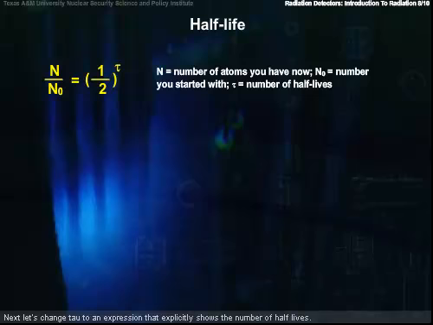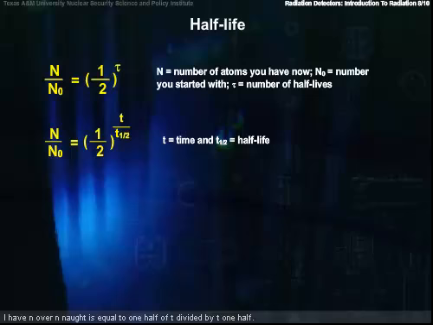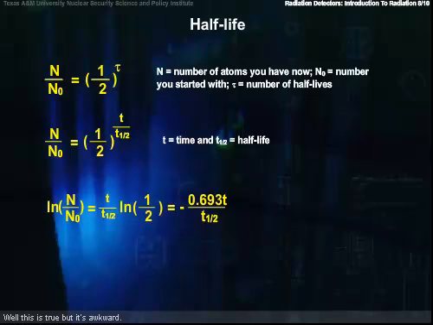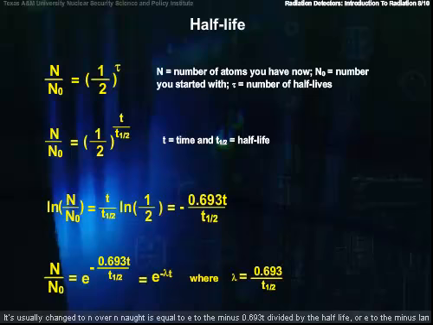Next, let's change tau to an expression that explicitly shows the number of half-lives. I have N over N naught is equal to 1/2 to the t divided by t 1/2, where t is the time and t 1/2 is the half-life. Well, this is true, but it's awkward. It's usually changed to N over N naught is equal to e to the minus 0.693 times time divided by the half-life, or is equal to e to the minus lambda t.